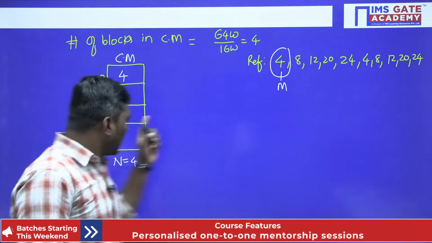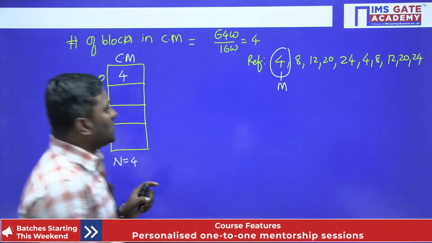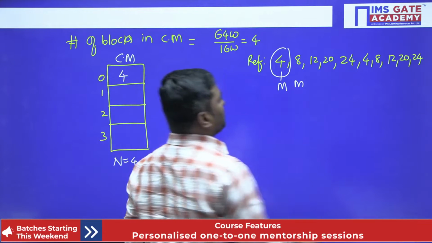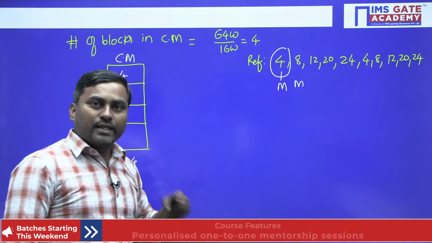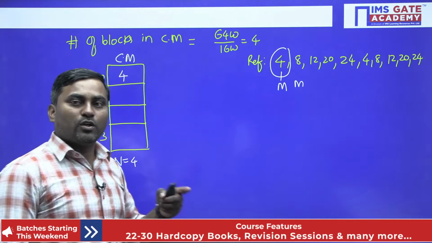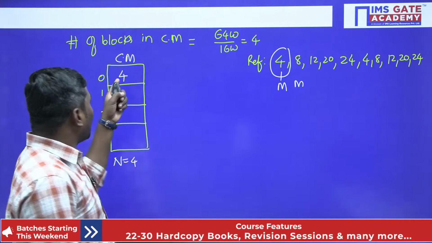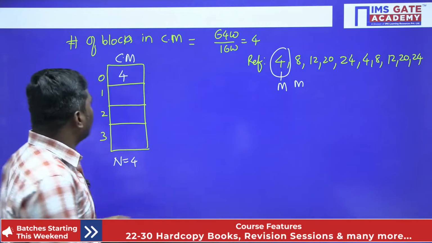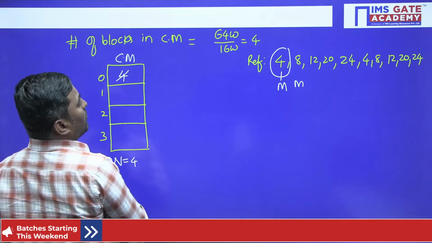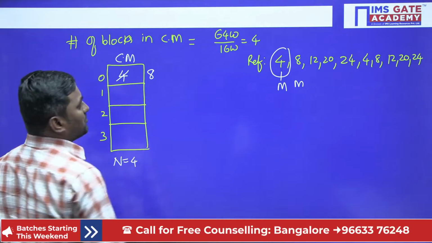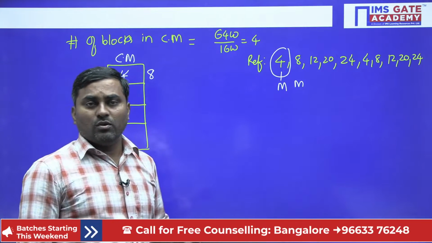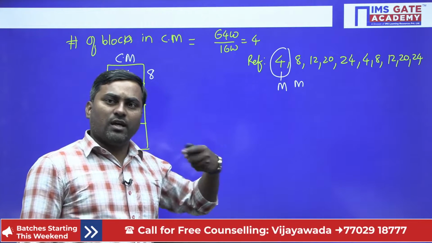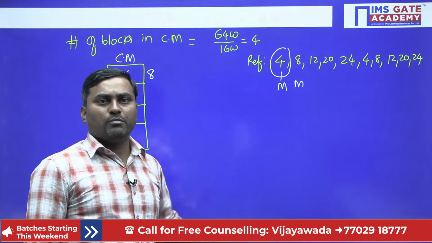After some time the reference goes to block number 8. Is block number 8 there in the cache? No, so this is also a miss. What to do again? 8 modulo 4, which is 0. But at location 0, what happened here? A block is already there. Then what to do? Simply remove block number 4 and place 8. That needs to be done. So restart the instruction, fetch the instruction from main memory and execute it.